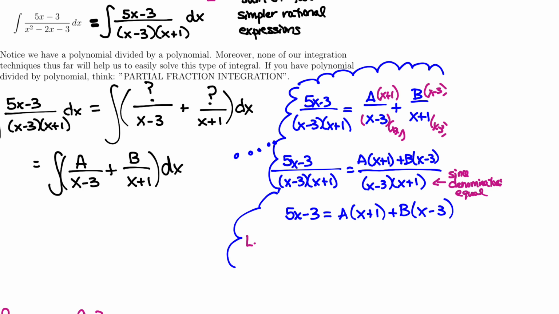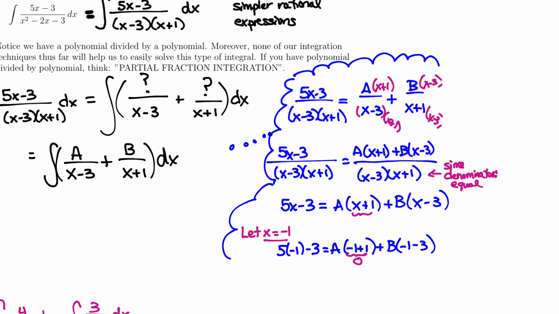So we're going to let x equal negative 1. When I do that, this here will go to 0. So if I let x equal negative 1, it's an equation. I have to plug that value, negative 1, in everywhere we see an x in that equation. So then this goes to 0. 0 times a is just 0. It drops out.